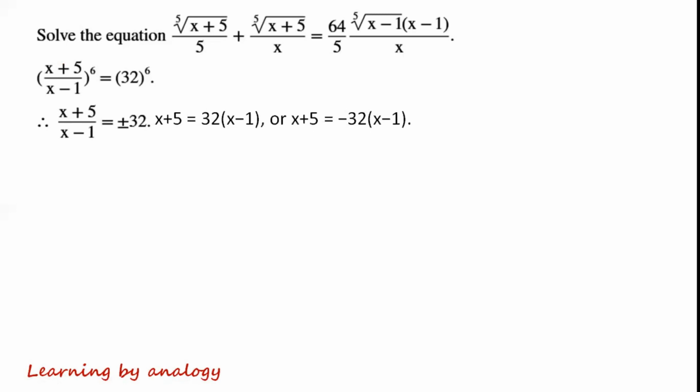x plus 5 equals 32 times x minus 1, or x plus 5 equals minus 32 times x minus 1. 31x equals 37, or 33x equals 27. So x equals 37 over 31, or x equals 27 over 33.